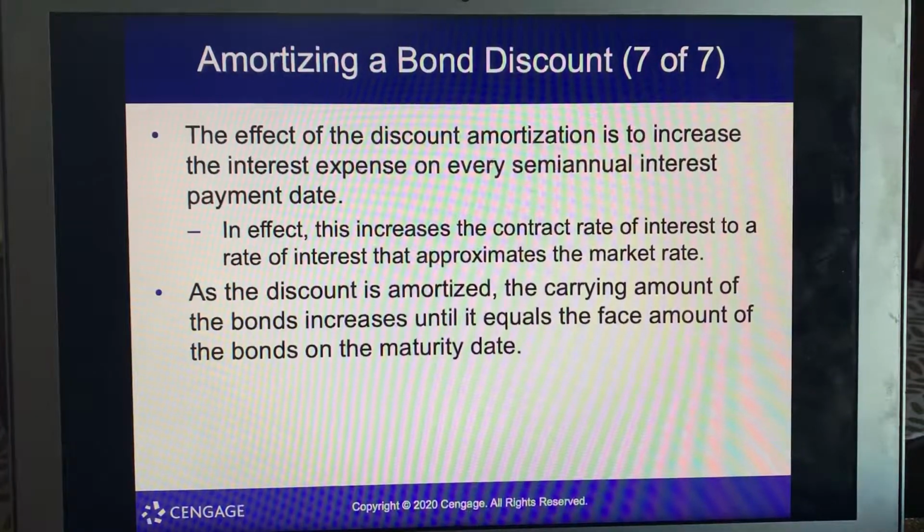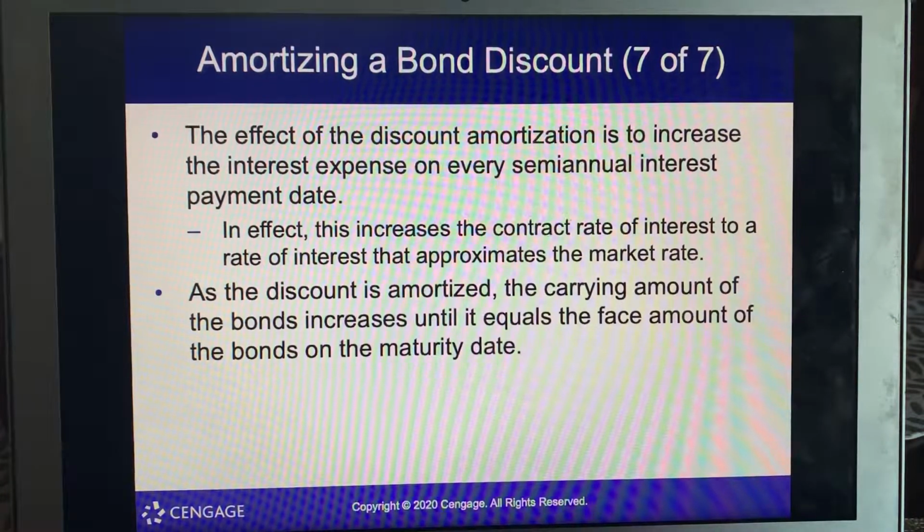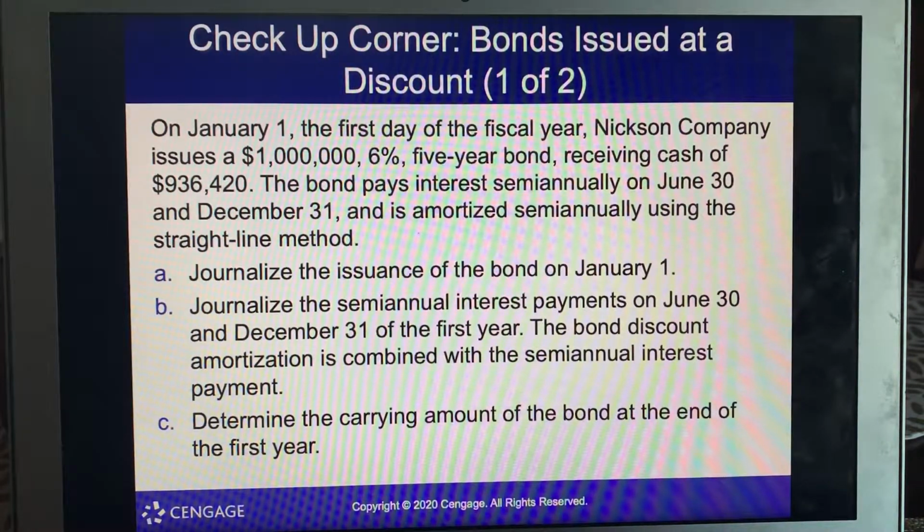The effect of the discount amortization is to increase the interest expense on every semi-annual interest payment date. In effect, this increases the contract rate of interest to a rate of interest that approximates the market rate. As the discount is amortized, the carrying amount of the bond increases until it equals the face amount of the bond on the maturity date. So here's another example. We'll take a look at this. $1 million, 6%, 5-year bond receiving cash of $936,420. So this is at a discount. Okay.